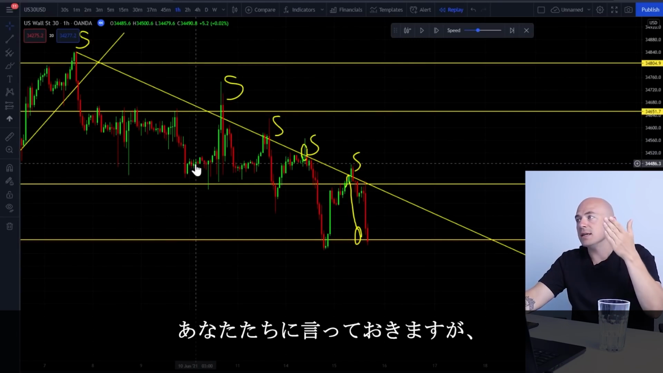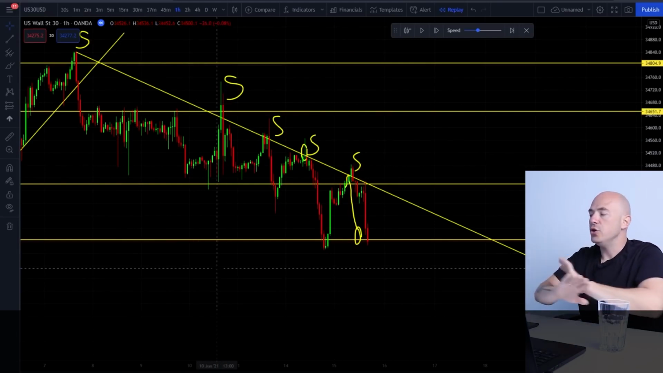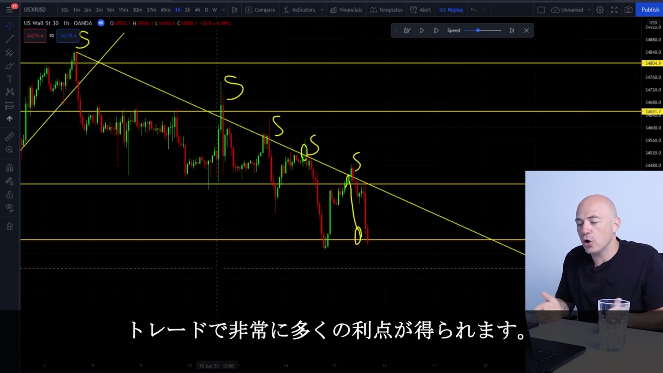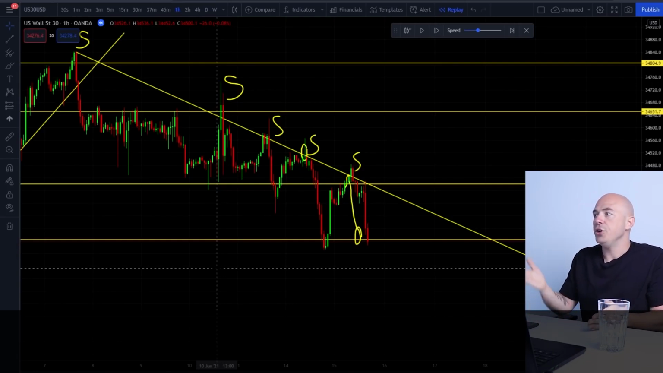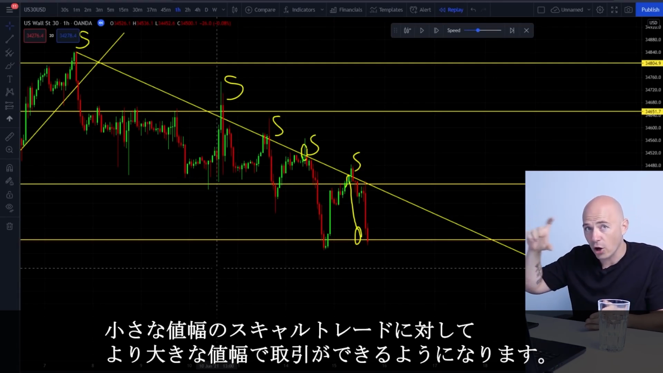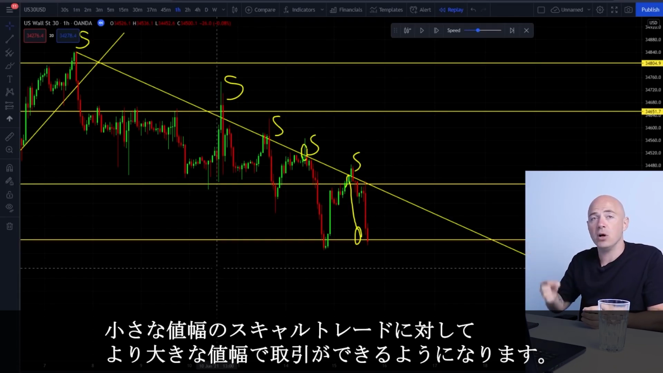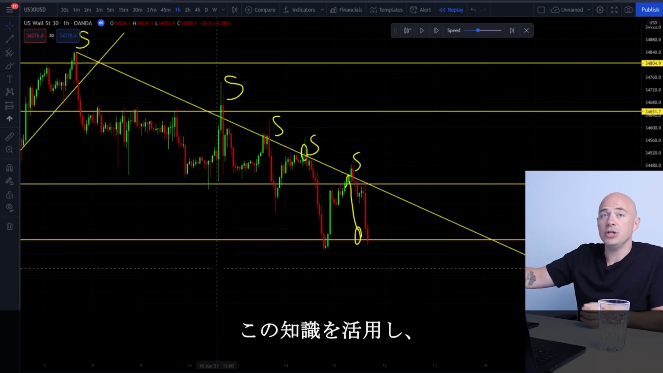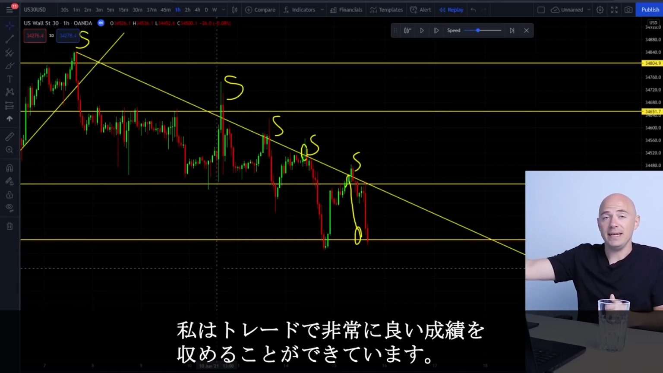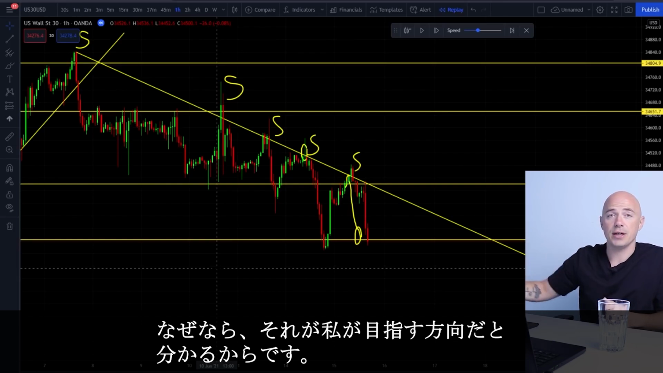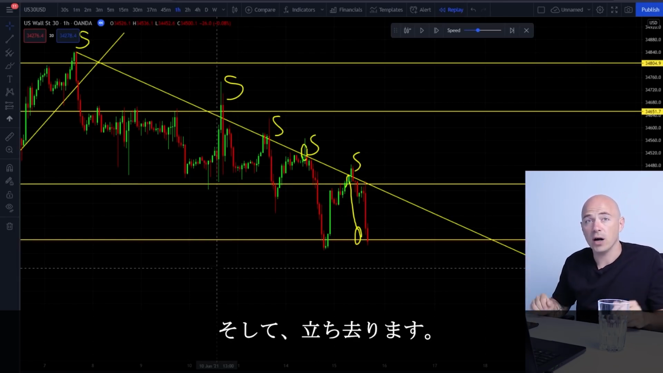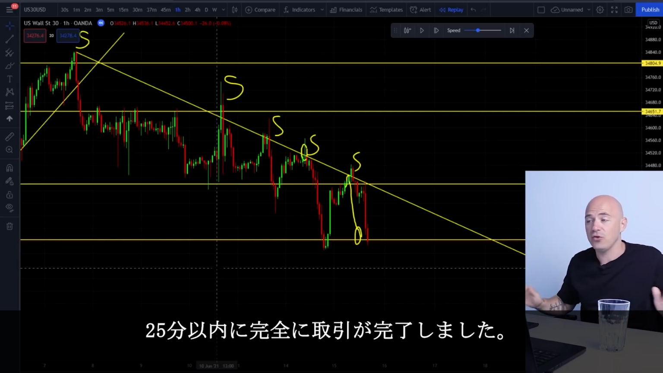I'm telling you guys, being able to naked trade, no indicators, just using this is going to give you so much benefit in your day trading. You're gonna be able to see things and be able to trade different zones and have larger trades versus small scalps. Using this knowledge and being able to scalp off of it, that's why I've been doing so well at my day trading, because I know that that's the direction that I'm going in. I'm gonna get a quick 25-minute scalp out of it and walk away. I'm completely done trading in 25 minutes.